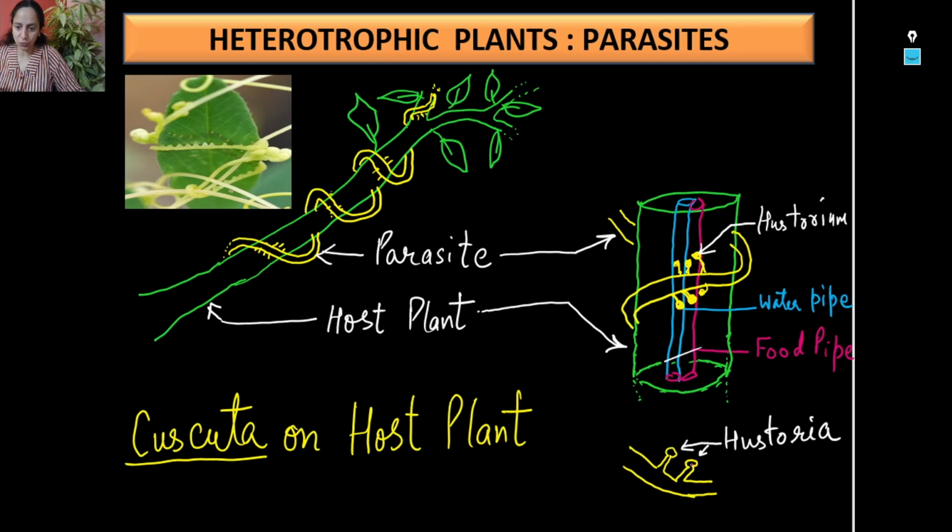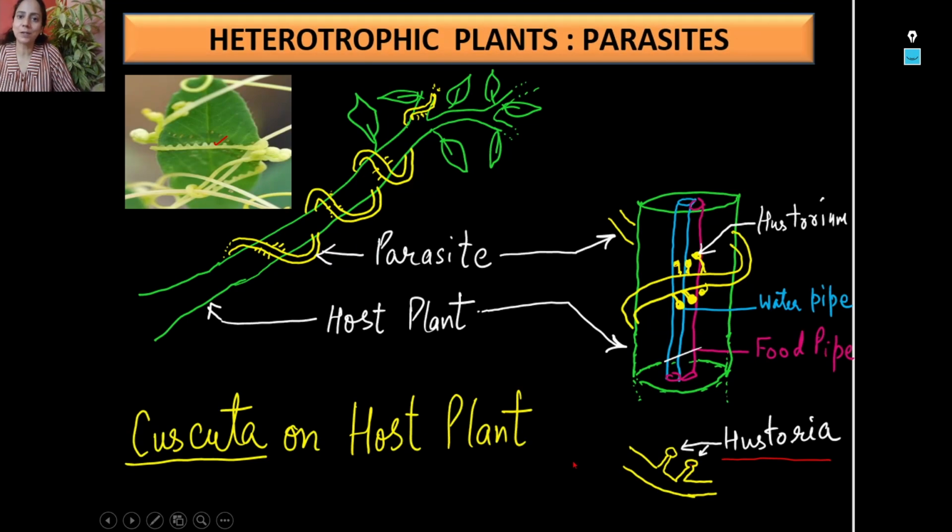This is how these Haustoria look. They can be of different shapes and sizes. They can be branched or unbranched. But what my viewers of class 7 have to remember is that Cuscuta is a non-green plant. It is yellow in color. It is a total parasite and it draws food as well as water from the host with the help of special structures called Haustoria. These are the Haustoria. So this is about Cuscuta.